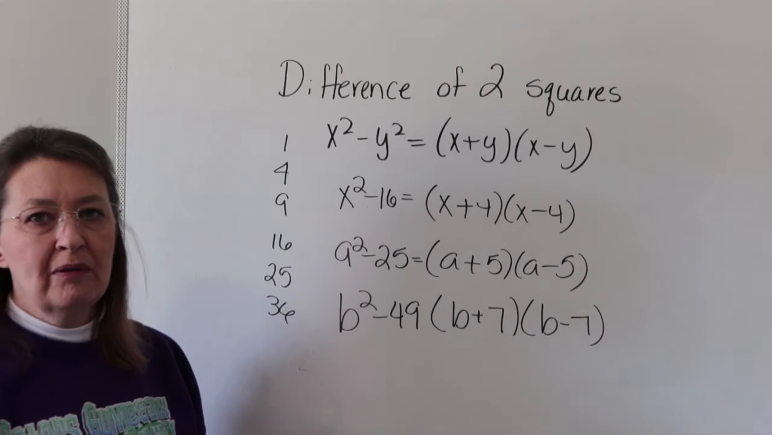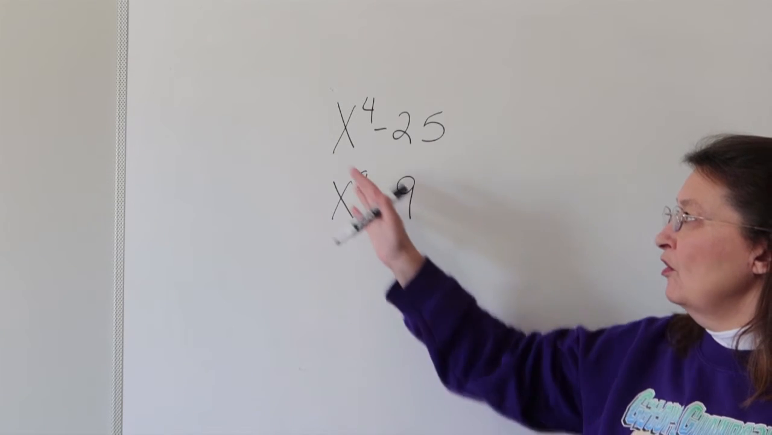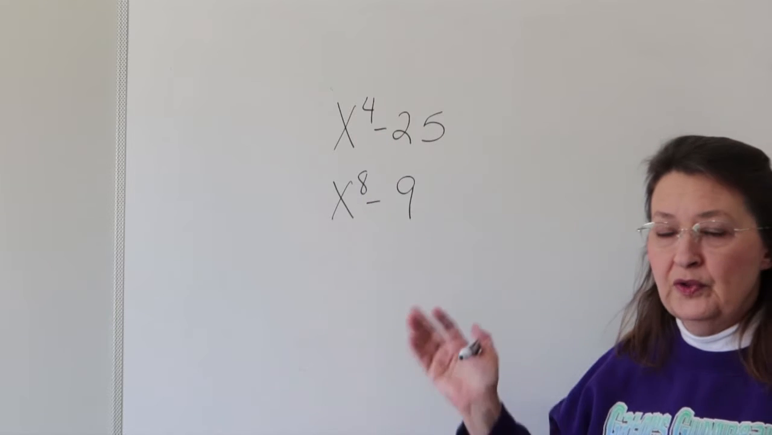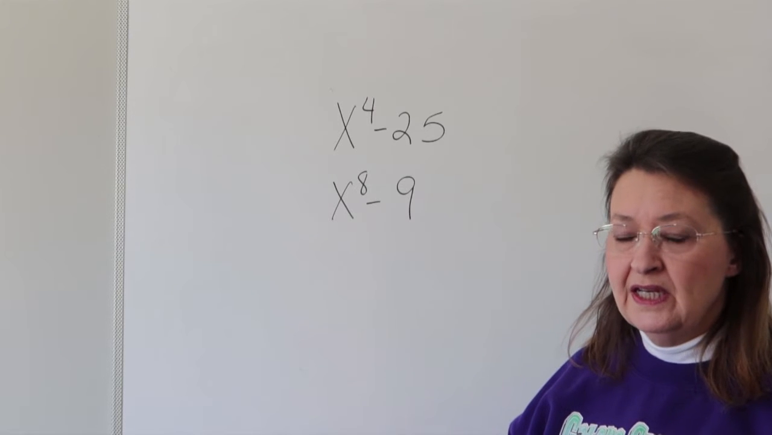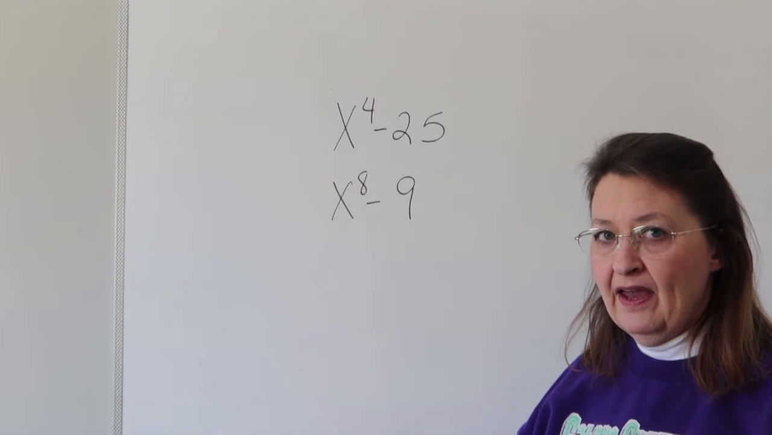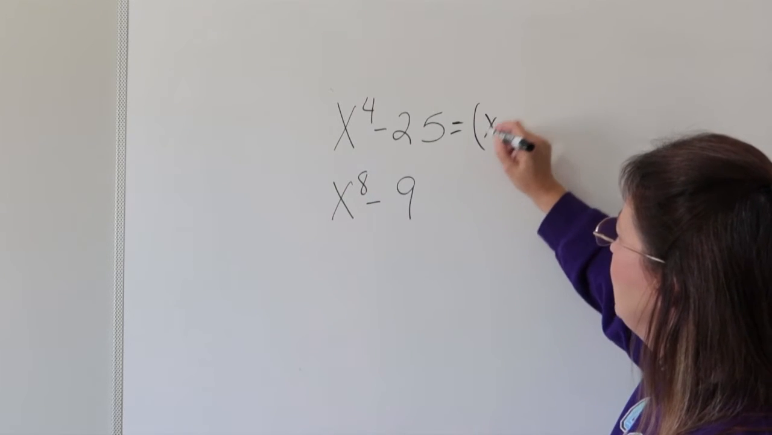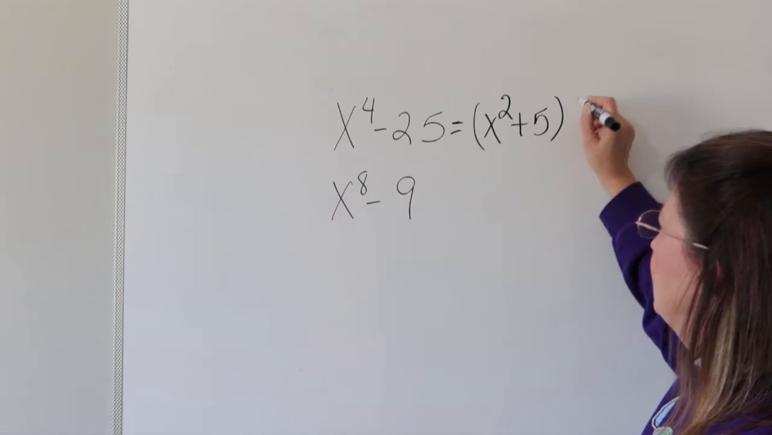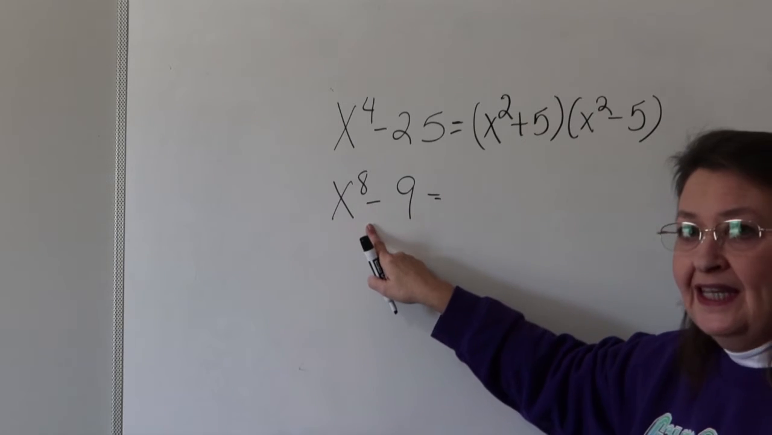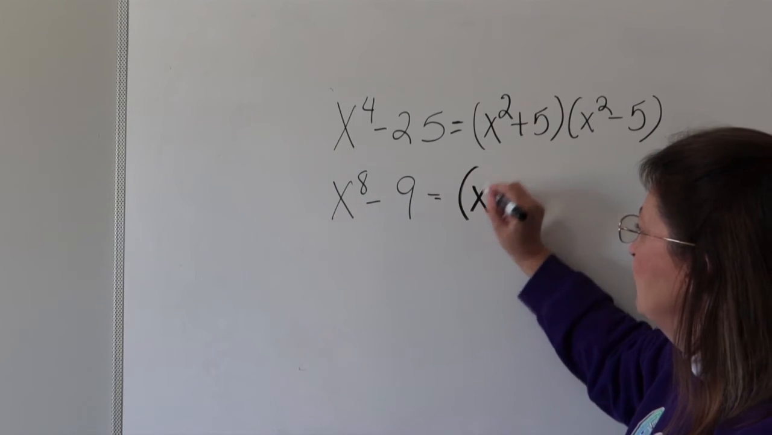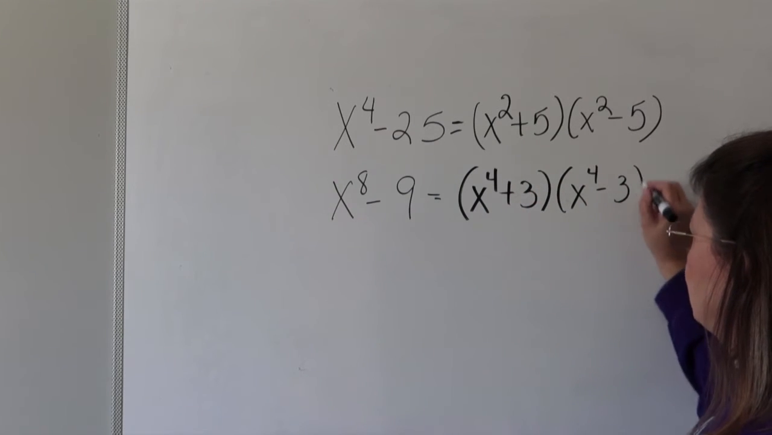Now, let's look at some problems that have a little bit of a catch to them. These two problems have a larger exponent than 2, so what do you do about that? Well, anytime you have an exponent that is even, 2, 4, 6, 8, 10, the square root of it is half that. So to take the square root of x to the 4th, that's just going to be x squared. So this factors into x squared plus 5, and then x squared minus 5. Here I've got x to the 8th. Well, half of that is going to be x to the 4th, so it factors into x to the 4th plus 3, x to the 4th minus 3.